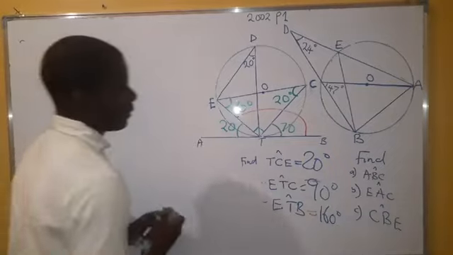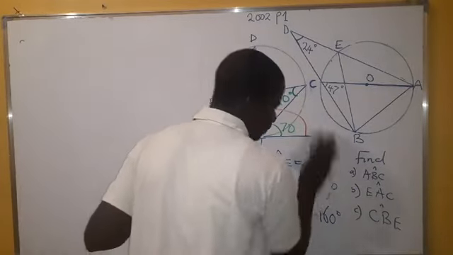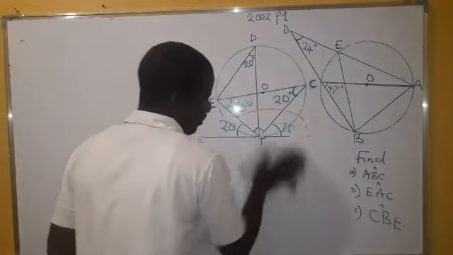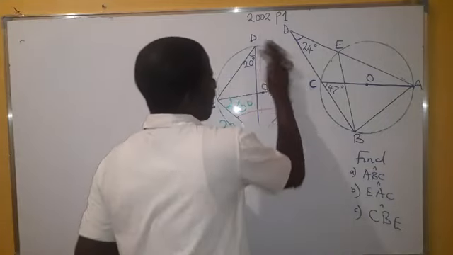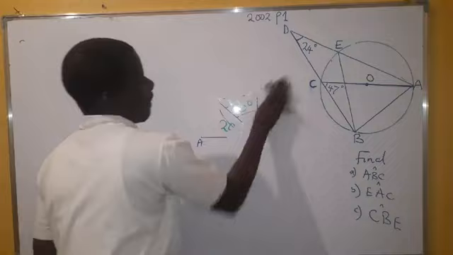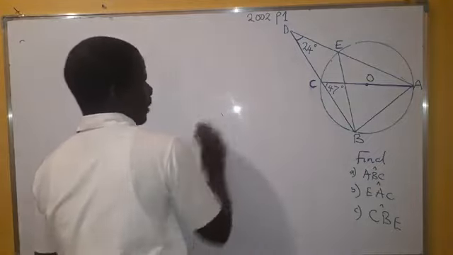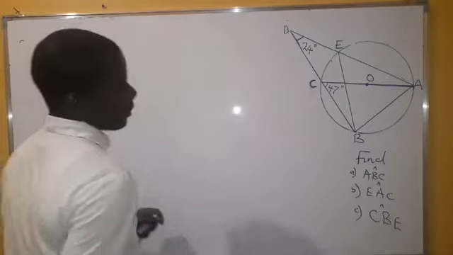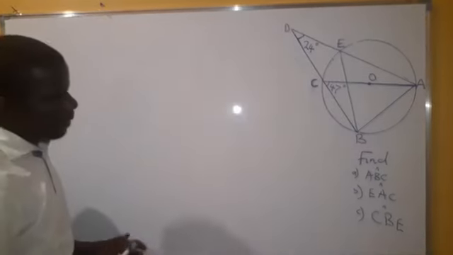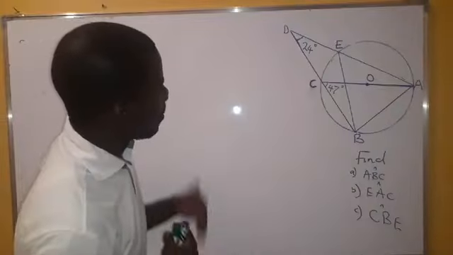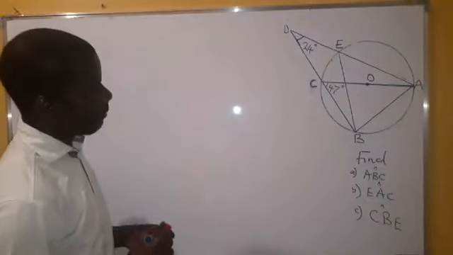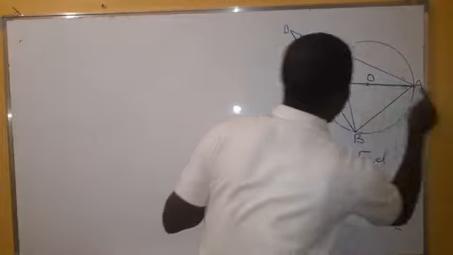I'm done with the third one, 2002 paper 1. Now I'm going to the last one. Okay, so let's see. We work with the information again that is given here. That's very important. So we have the diameter here.